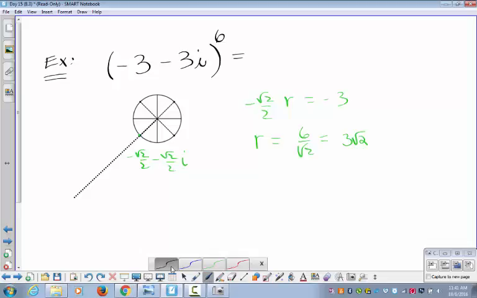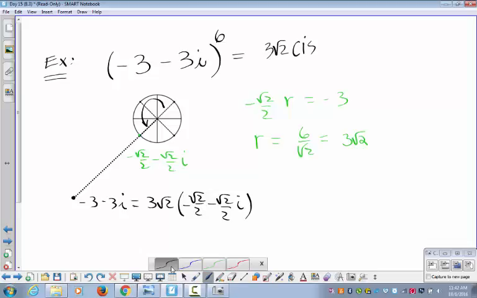So our trigonometric form then, minus 3i. So that's equal to r times this unit circle value. Okay, so this all is converted then to 3 root 2 CIS. The angle there is 5 pi over 4. Let's do it in degrees. So that angle is what, 225? And then all that's raised to the 6th power.